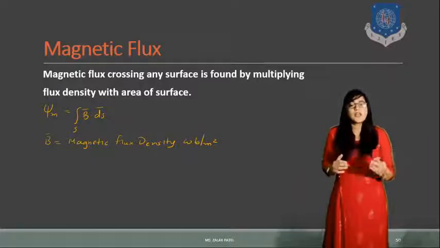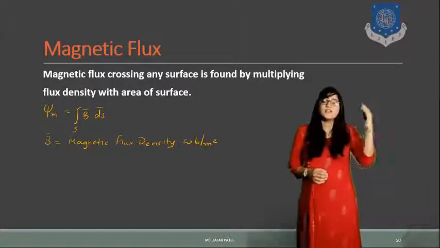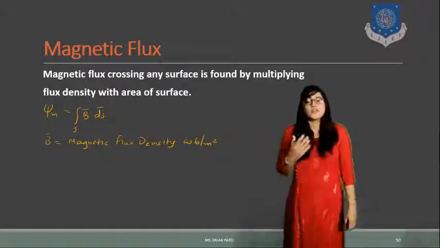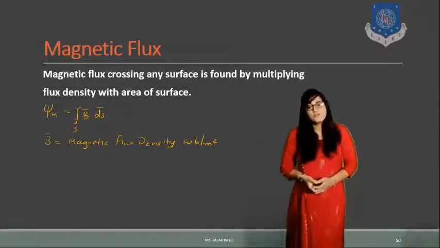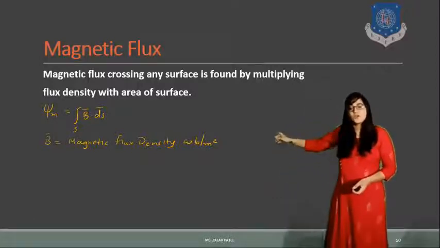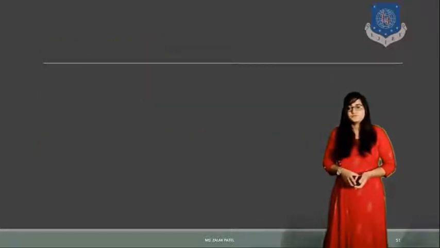ds is again area. Area is meter square. So the unit of psi m will be Weber per meter square into meter square. So obviously you can say that the unit of psi m, or magnetic flux, is nothing but Weber. Okay. So magnetic flux density is Weber per meter square. You can also say that this unit is Tesla, T, capital T.